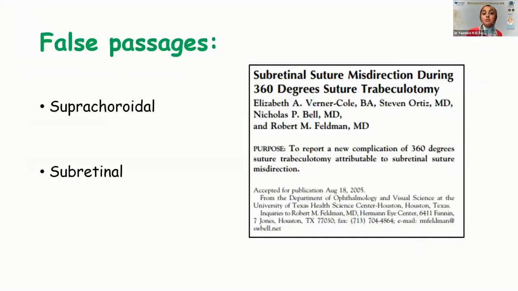So obviously it's a blind procedure with a lot of reports of creating false passages into the suprachoroidal and subretinal spaces. But interestingly, in these studies, there was no damage, no retinal detachment, no severe complications that resulted from this misdirection. But then again, you really want to know where your suture is going.